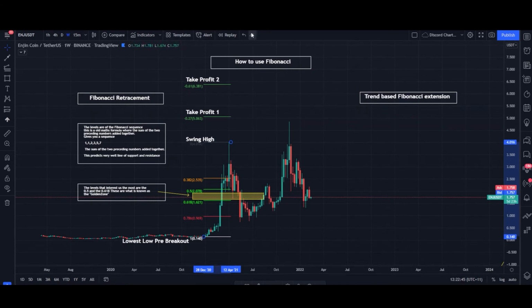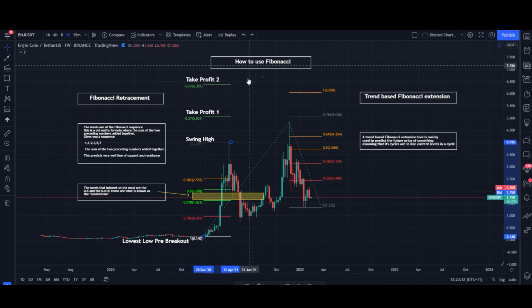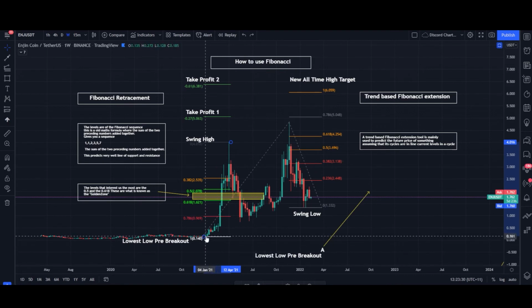Next we have a trend-based Fibonacci extension tool. With this, basically we use it while it's already in a cycle. You'd class that as cycle 1, and this is now prepping up for the second cycle. So we'd be using this type of tool to give us a price prediction for the next cycle high. Once again, you plot this from a swing low, which would be down here, to the swing high, the all-time high. Then you'd have it to the lowest point pre-breakout, which would be the A move. That would simulate this movement there.